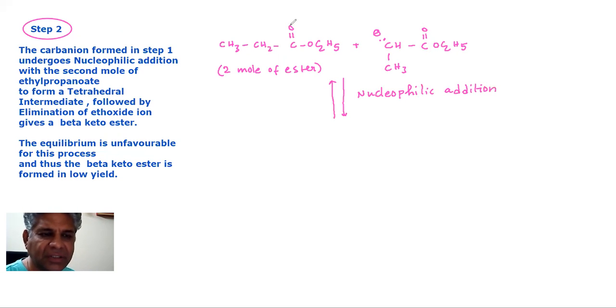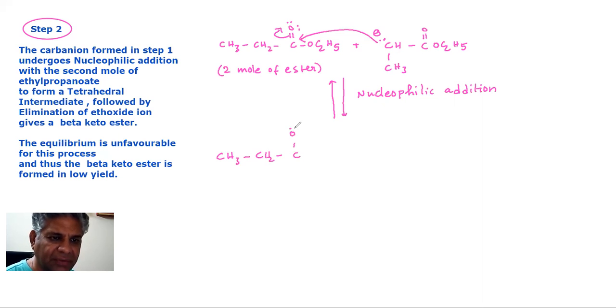How to write this nucleophilic addition? See here, you know that oxygen is more electronegative than carbon. So the pi electrons are shifted towards oxygen. The carbon becomes deficient, and then the carbanion donates a lone pair of electrons to this deficient carbon. As a result, you'll find a carbon-carbon bond between this carbon and this carbon. Now see the product. This is CH3CH2CO minus, and then OC2H5, single bond, CH, CH3, C double bond O, OC2H5.